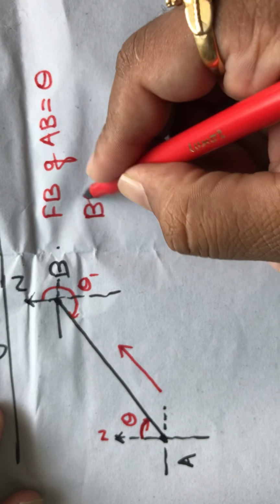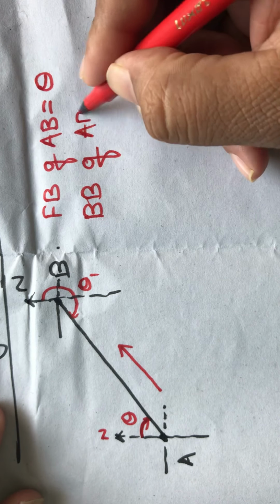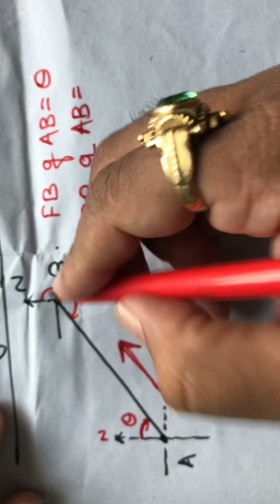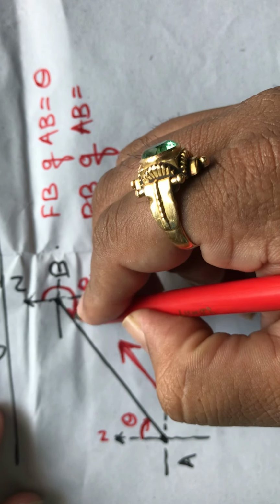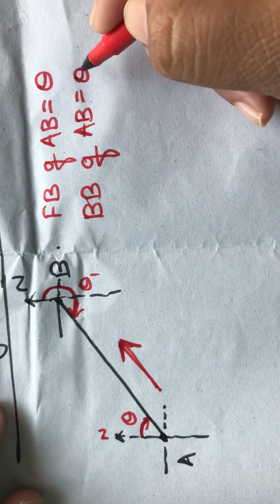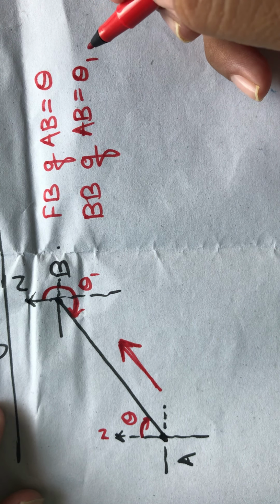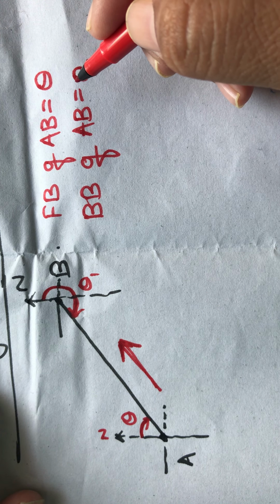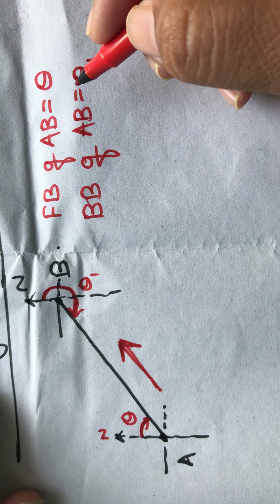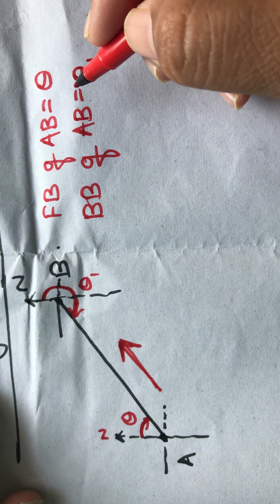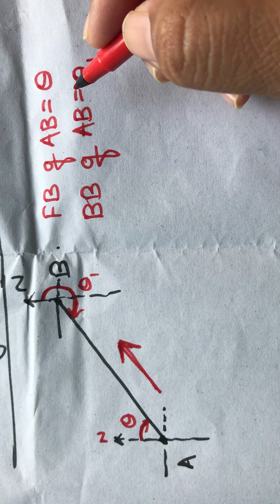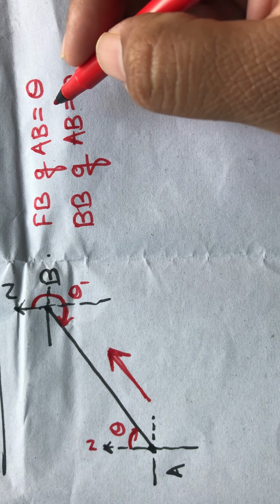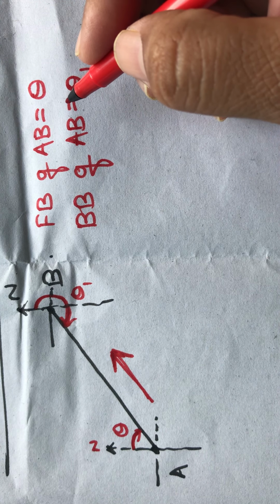And what is the back bearing of AB? Simple, in the opposite direction. The direction of the survey is like this, and the opposite direction will be this one. So the back bearing is theta 1. Simple. That is the fore bearing and back bearing of a line. Now we'll see the relation between fore bearing and back bearing.